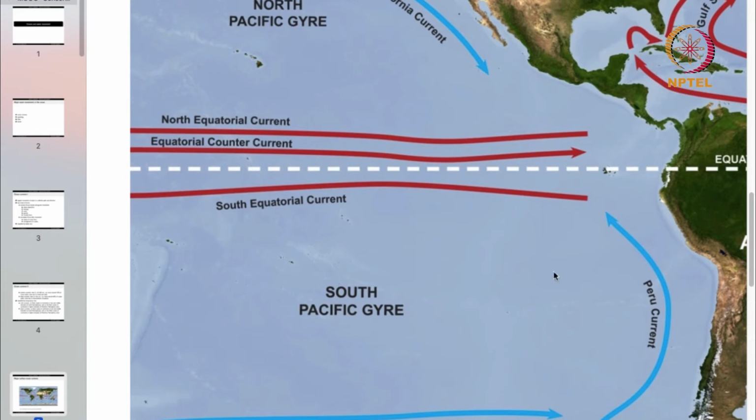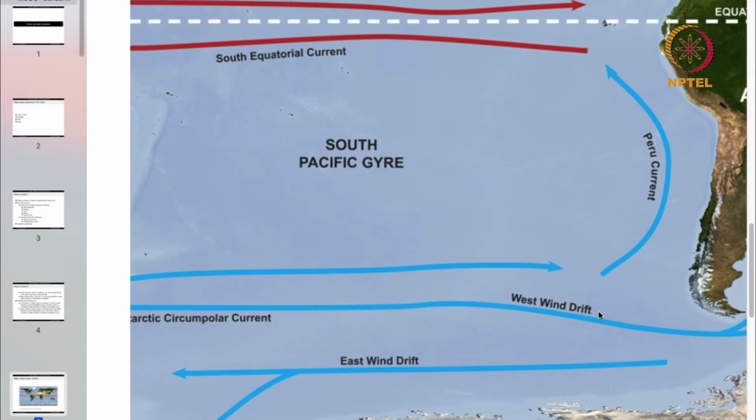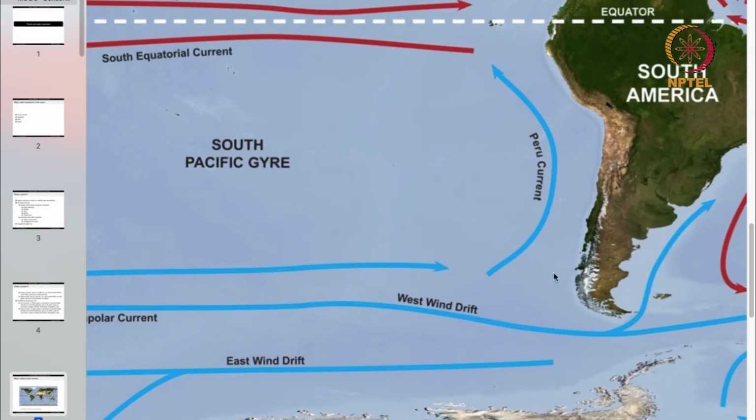Then we have the North Equatorial current, the South Equatorial current, and the Equatorial counter current. Now in the South Pacific, we have the Peru current. This Peru current again is a cold current, and so these areas will be cold and dry, and so we again have deserts in this area.